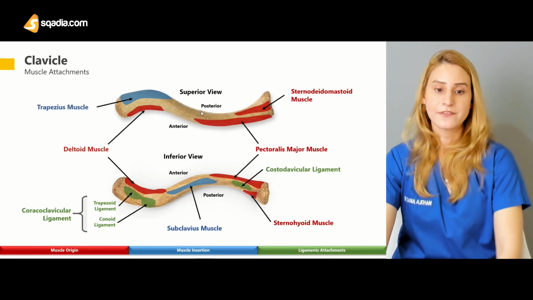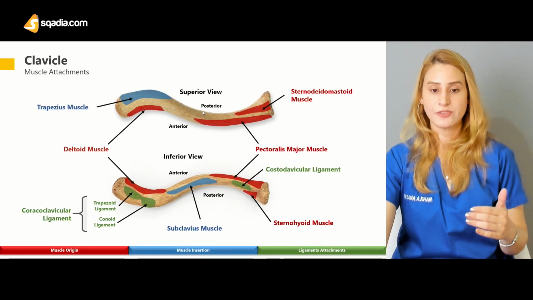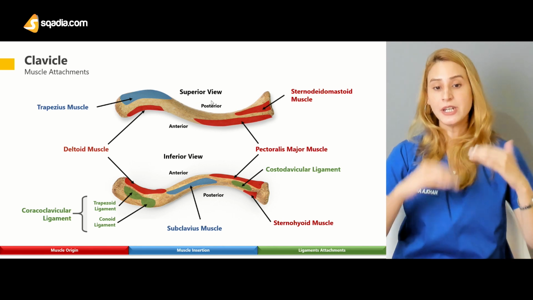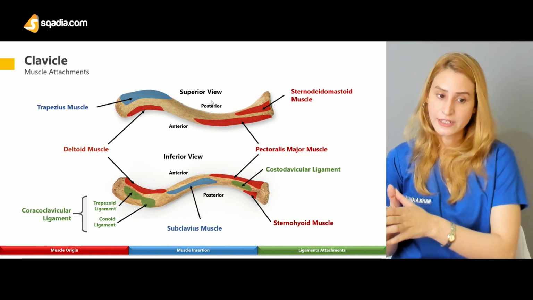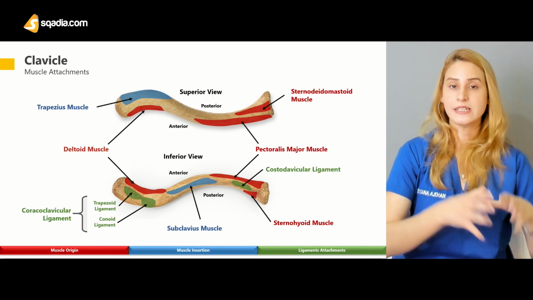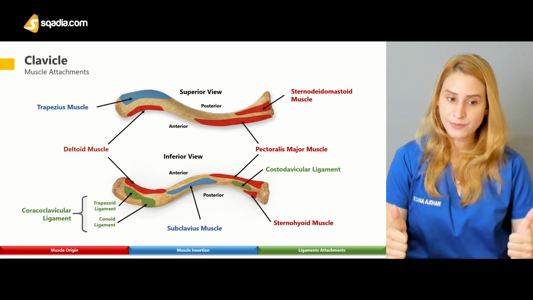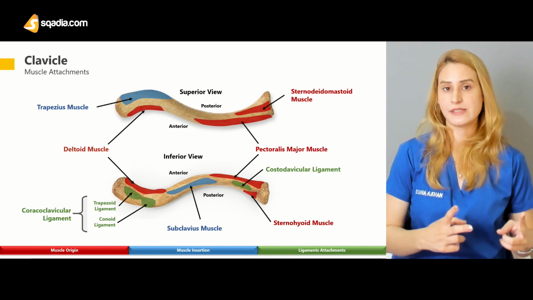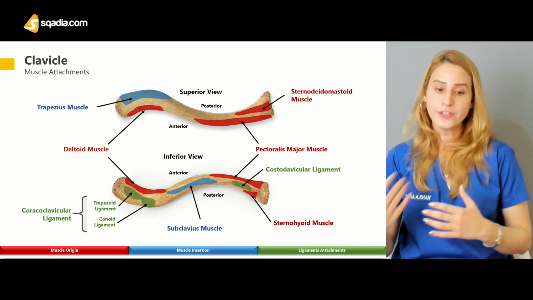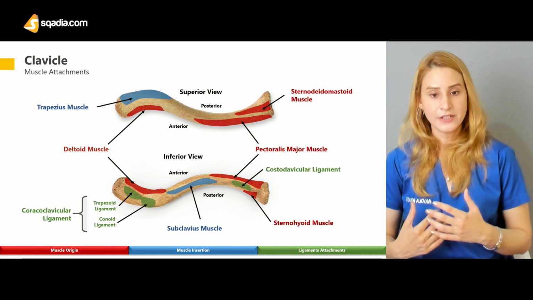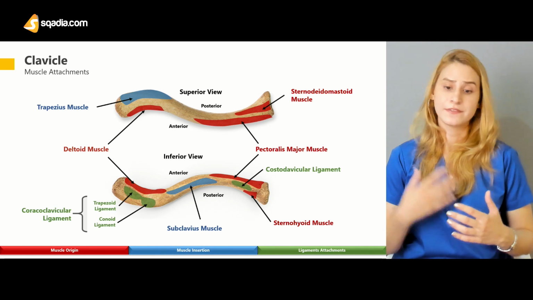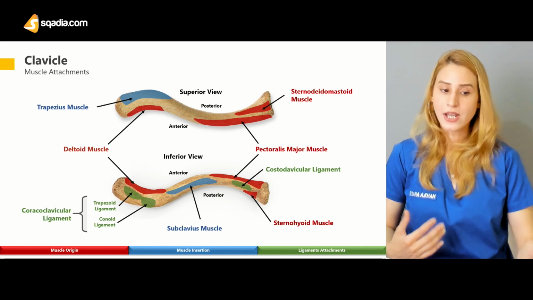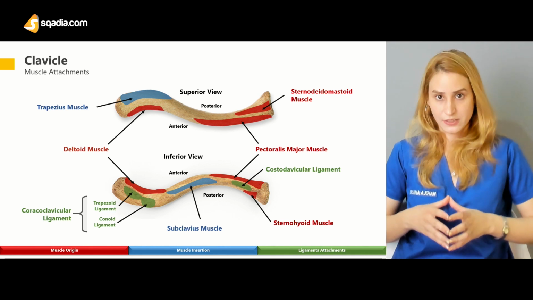Okay, so you have a better view here on your screen. One is a superior view and the other is an inferior view. On the superior surface, you have the origin of the sternocleidomastoid, the origin of the deltoid, and the insertion of the trapezius muscle. And on the inferior surface, posterior view, you can see the pec major, sternohyoid, subclavius, and then the coracoclavicular ligament.